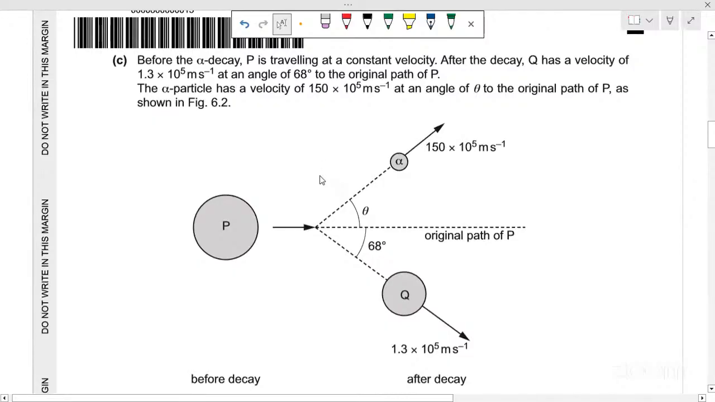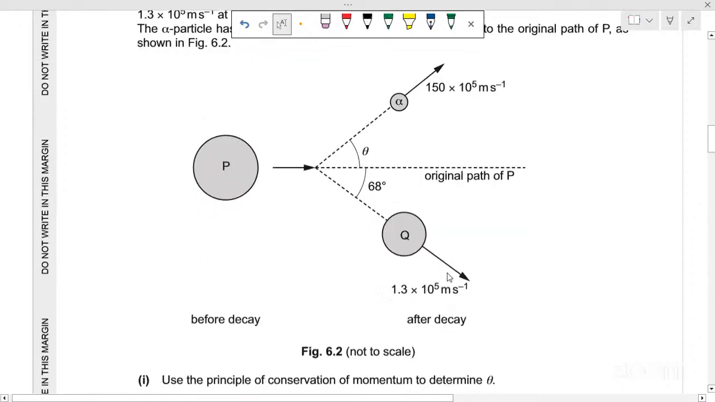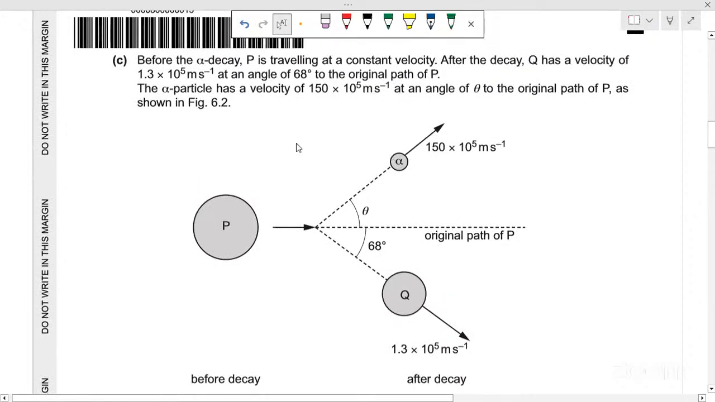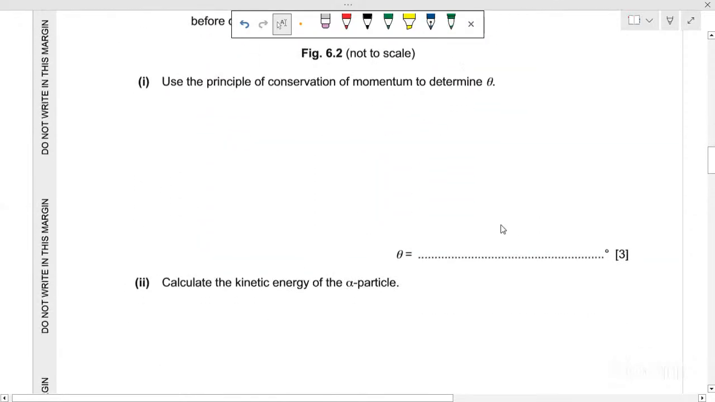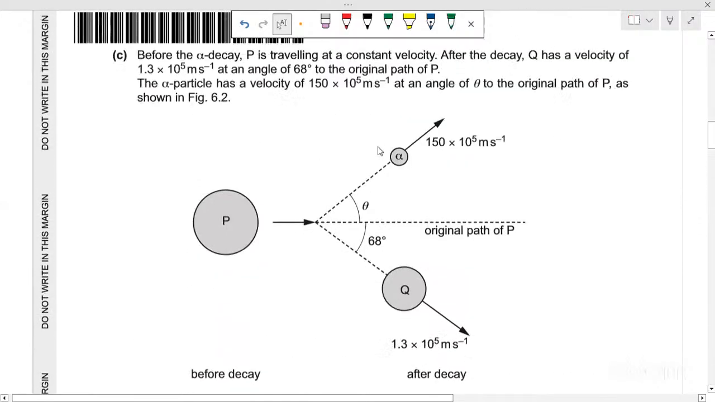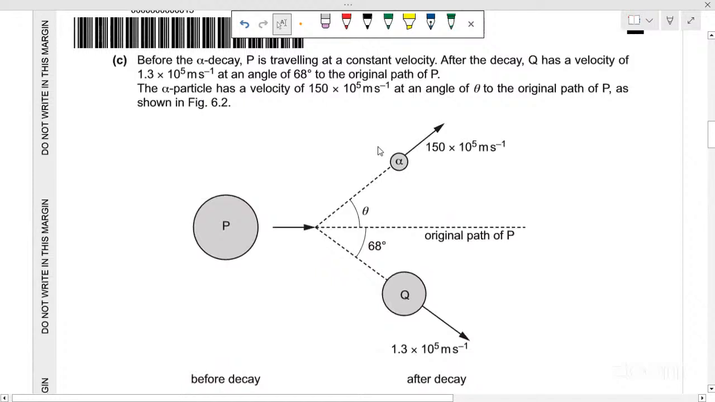This is an interesting part. Before the alpha decay, P is traveling at constant velocity in this direction. After the decay, Q has a velocity of 1.3 times 10 power 5 m s minus 1, and alpha is at an angle of 68 degrees to the original path. Alpha particle has this velocity and the angle is theta. So what you have to find, use the principle of conservation of momentum to determine theta. Okay. So here we have to use conservation of momentum.